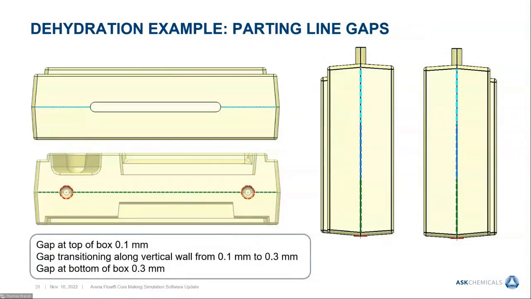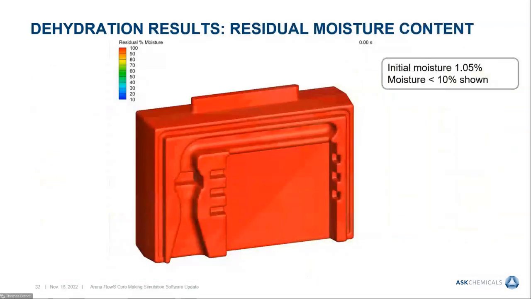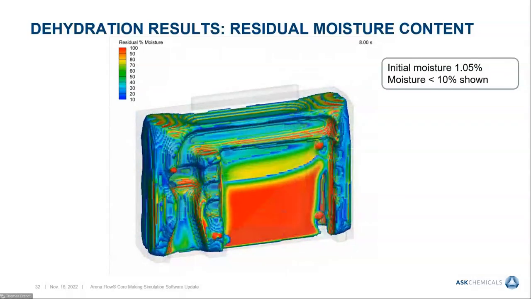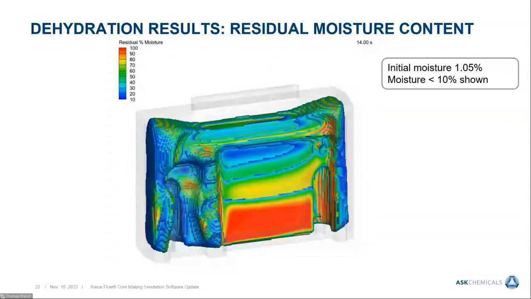As the tool heats up, it's likely that it could open up along the parting line. So we applied exhaust around the parting line, various degrees of opening. Importantly, now we take a look at the moisture content.